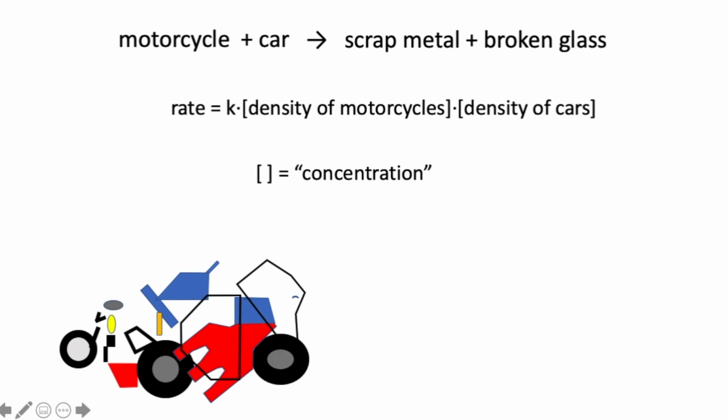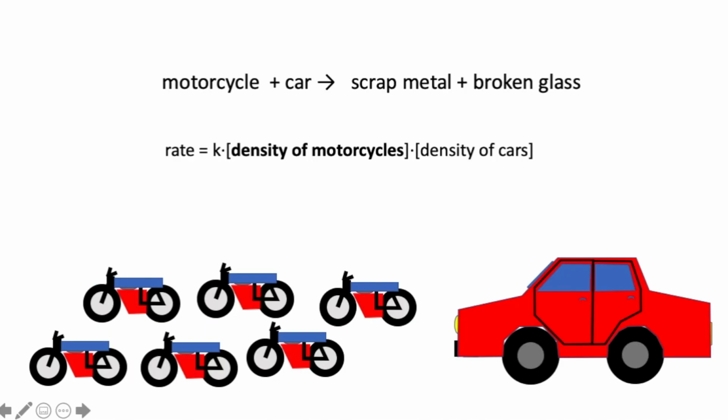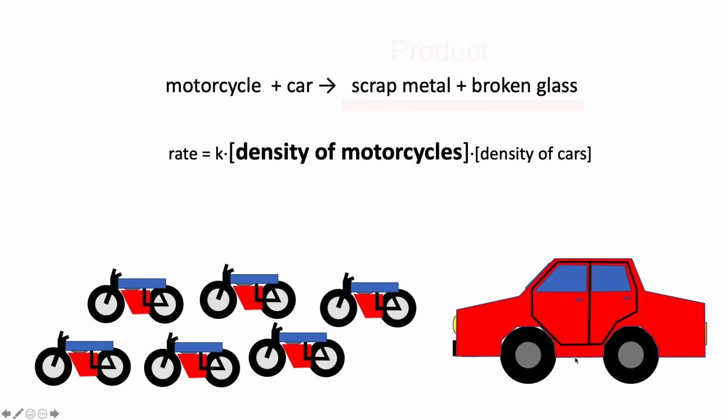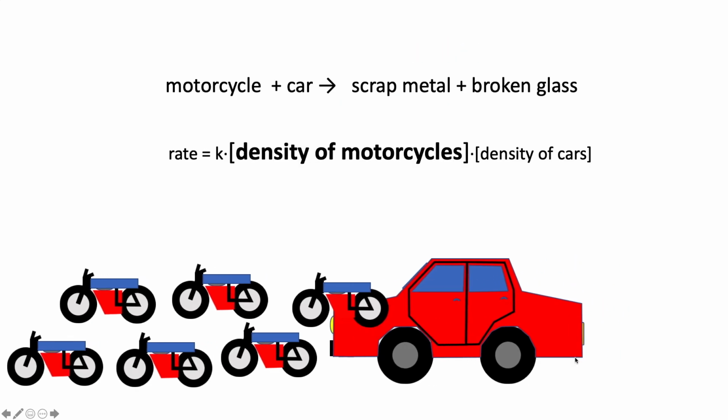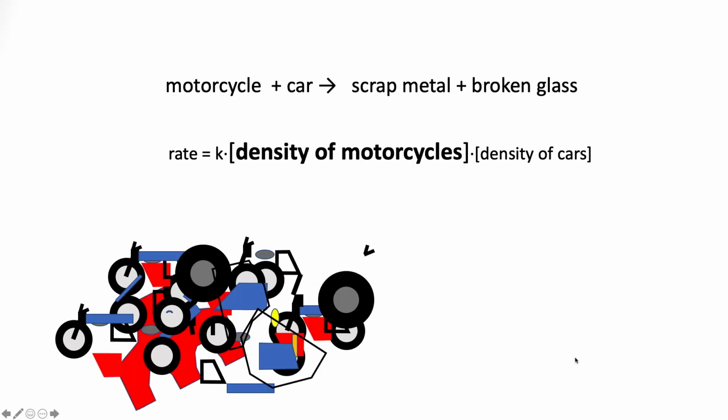This expression makes intuitive sense. We know that more traffic leads to more collisions. There are more frequent collisions during rush hour than on a quiet Sunday evening. The mathematical expression says that the presence of more of either reactant will increase the rate at which product is produced. More motorcycles leads to more scrap metal and more broken glass.